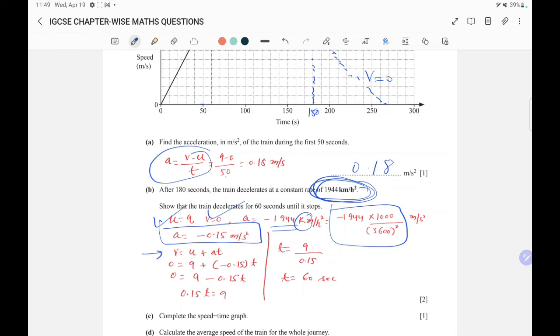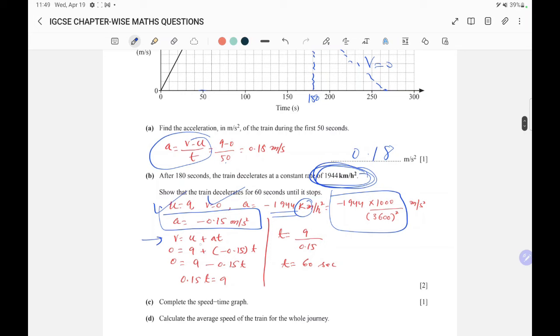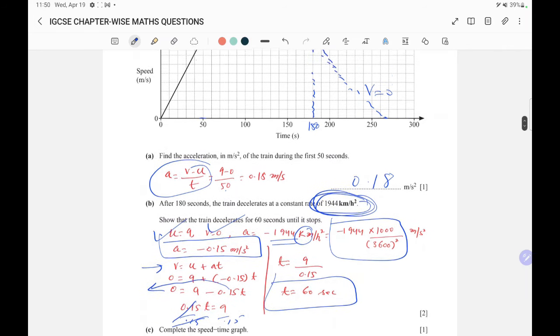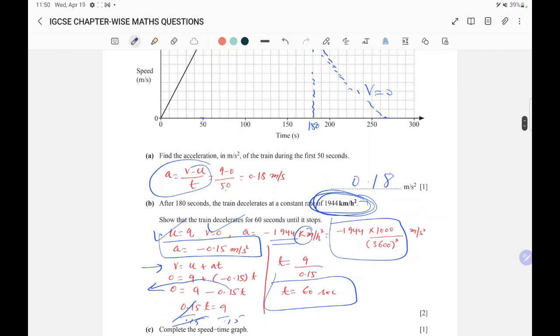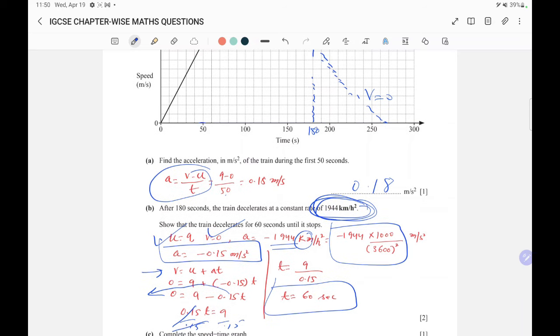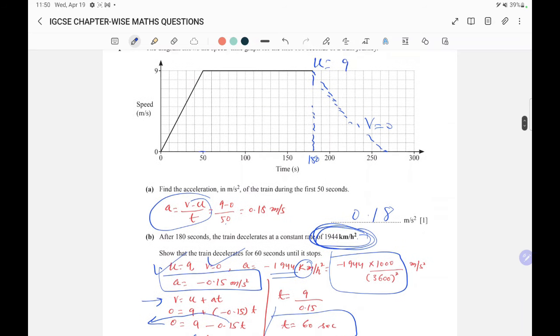So now v is equal to u plus at. We know v is 0, u is 9, a is minus 0.15 t. And when you shift this to left side, so plus 0.15 t equals 9 divided by 0.15. So 9 over 0.15, which is 60 seconds. Okay, so already we got 60 seconds. So we need to show that train decelerates for 60 seconds until it stops.